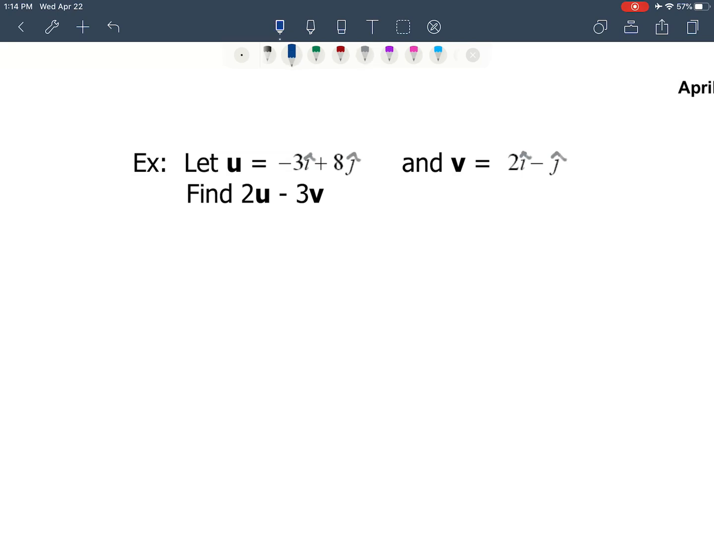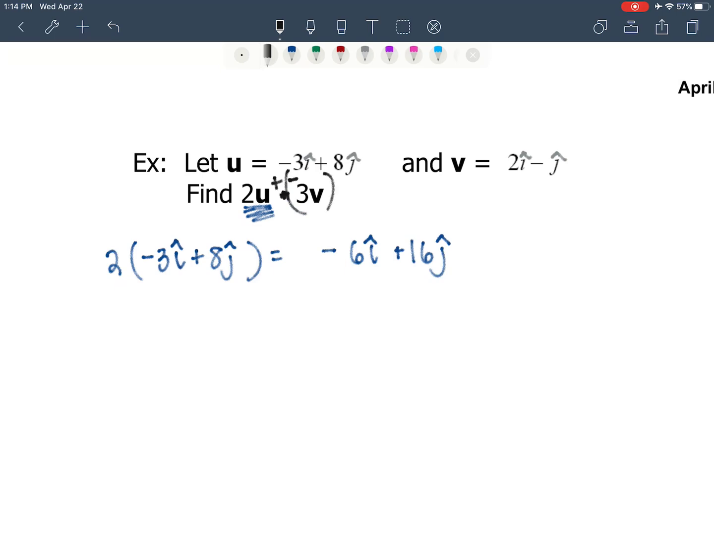So the first thing I'm going to do is find what 2u is. So 2 times -3 I hat plus 8j hat is the same thing as negative 6i hat plus 16j hat. Then I'm going to do what we learned a long time ago. I'm going to do plus a minus for this subtraction. So I'm going to do that because I like to add. Personally, subtraction is one of my struggling points.